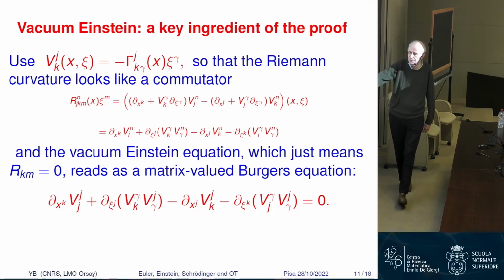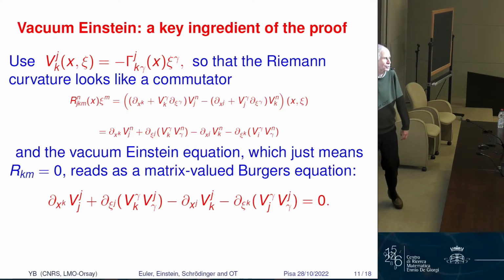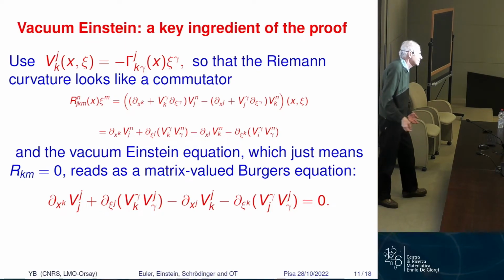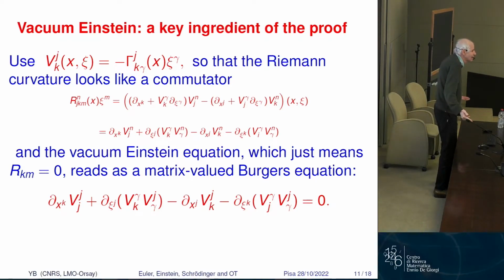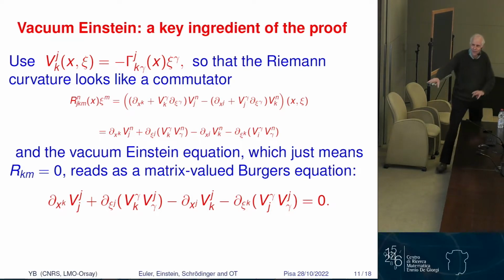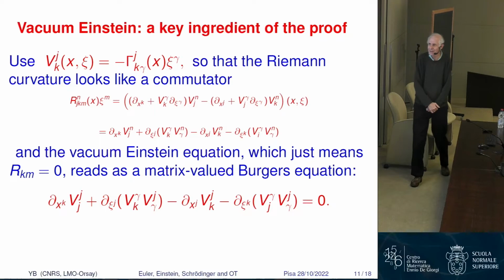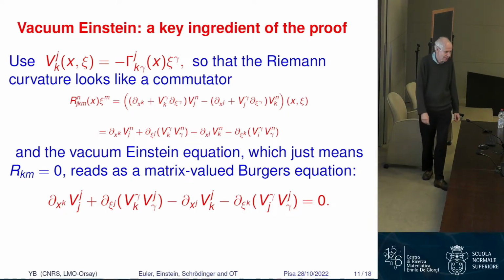So if you think that x stands for the time, you have a time derivative of v plus the space derivative of the square of v. So it's just kind of a matrix-valued generalization of Burgers. A weird one, because there is some kind of twist in this formula, but it looks like the Burgers equation.